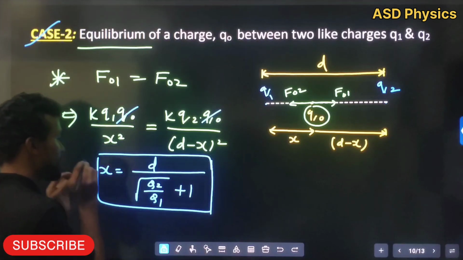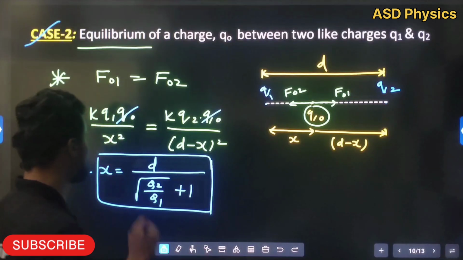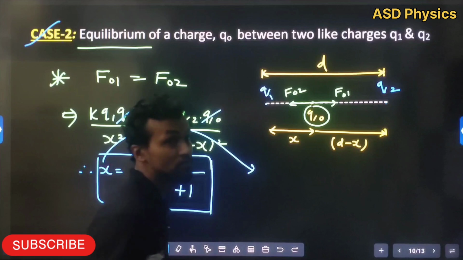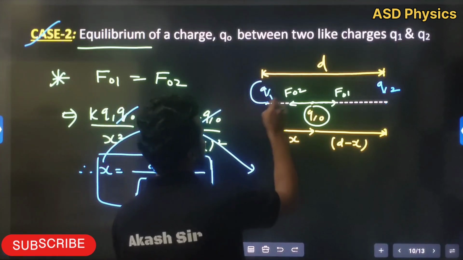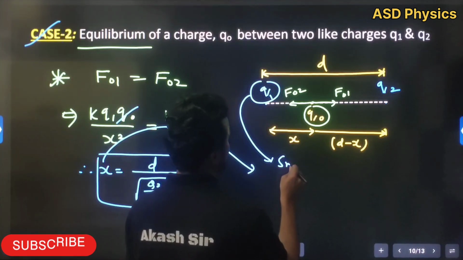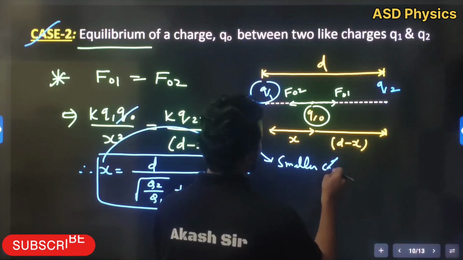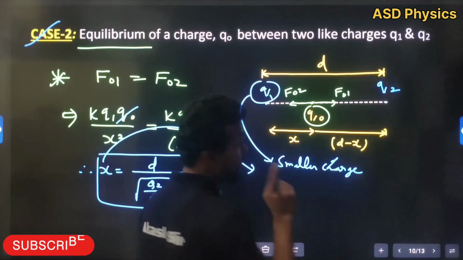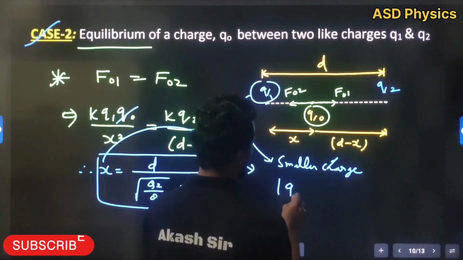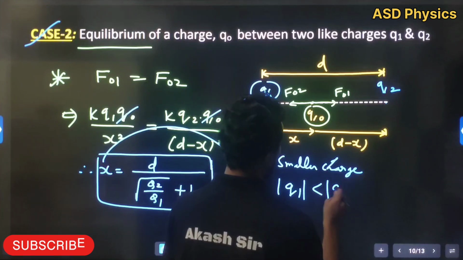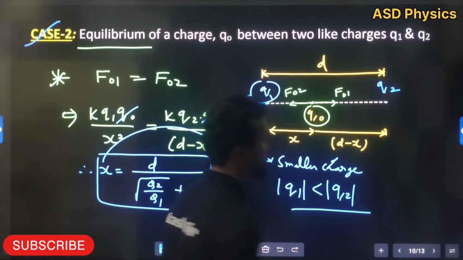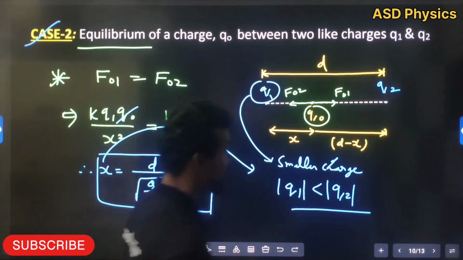And please make sure that this value of x is from which charge? From the smaller charge. Please make sure of that, otherwise a mistake will happen. Smaller charge here, magnitude wise, that means mod Q1 should be less than mod Q2. Please remember that, from the smaller charge. Okay.